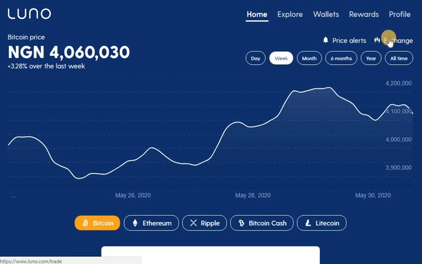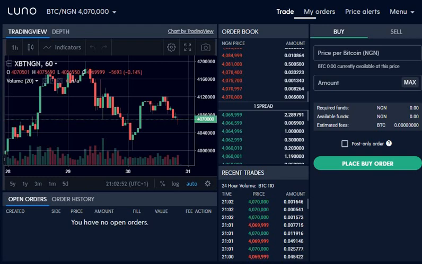When you click your LUNO exchange, this is how your dashboard is going to look. Right here is your price chart. This is your Bitcoin price chart. Now, this price chart is gotten from TradingView. TradingView is a social network for traders and investors. When you click on this TradingView, it gives you a broader view of the price chart.